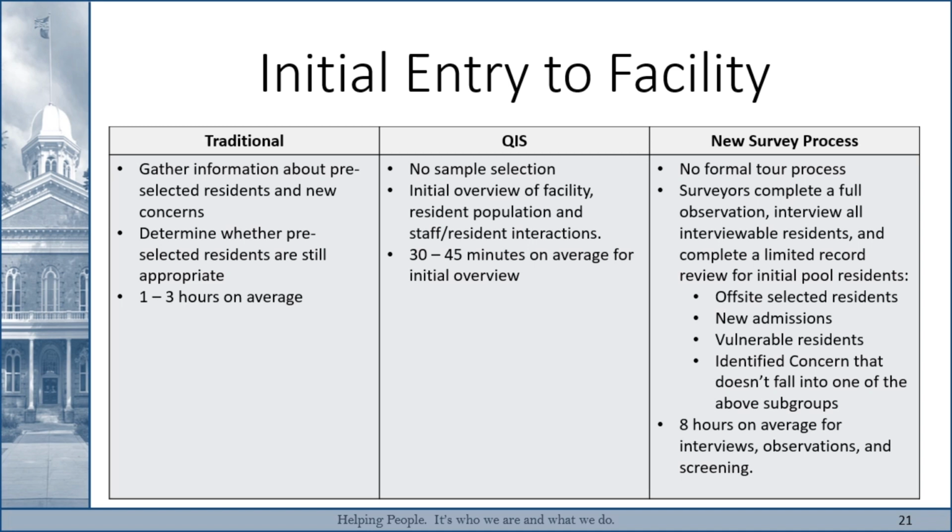Using the QIS method, there was no sample selection, but an initial overview of the facility, resident population, and staff-resident interactions. It took 30 to 45 minutes on average for the initial overview. With the new survey process, there's no formal tour process.